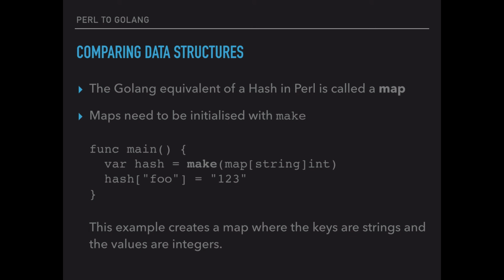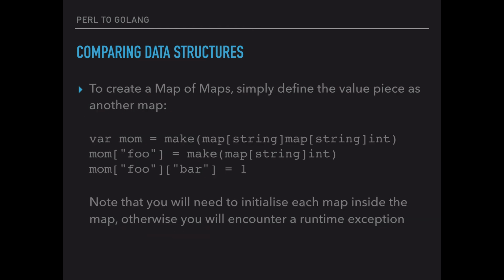In Golang, hashes are called maps. As Go is strictly typed, you need to define the data types for the keys and the values in the map. Like slices, maps need to be initialized with a make command before they can be used. If you try to add an element to a map that's not properly initialized, you will run into an exception. Except for its strict typing and the need for initialization, maps and hashes are very similar in the two languages.